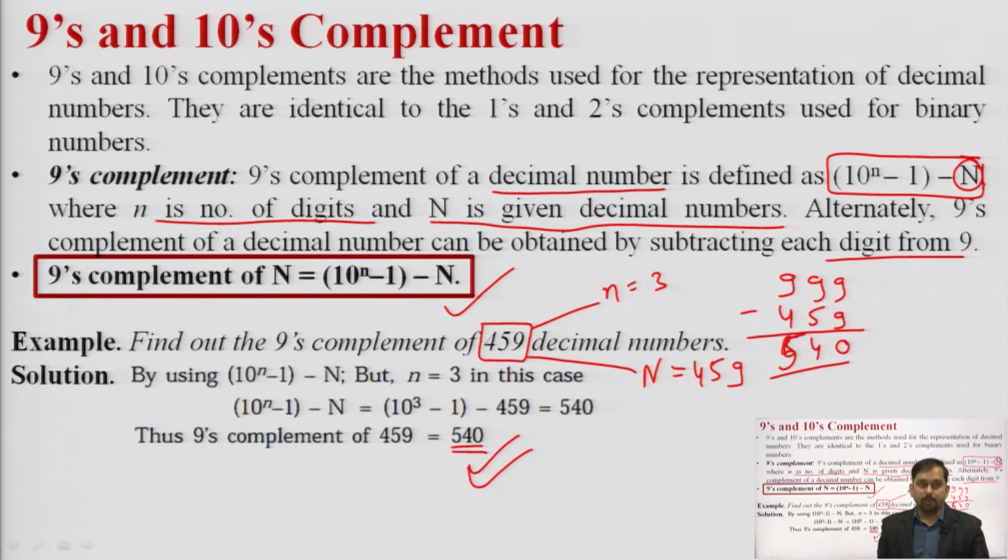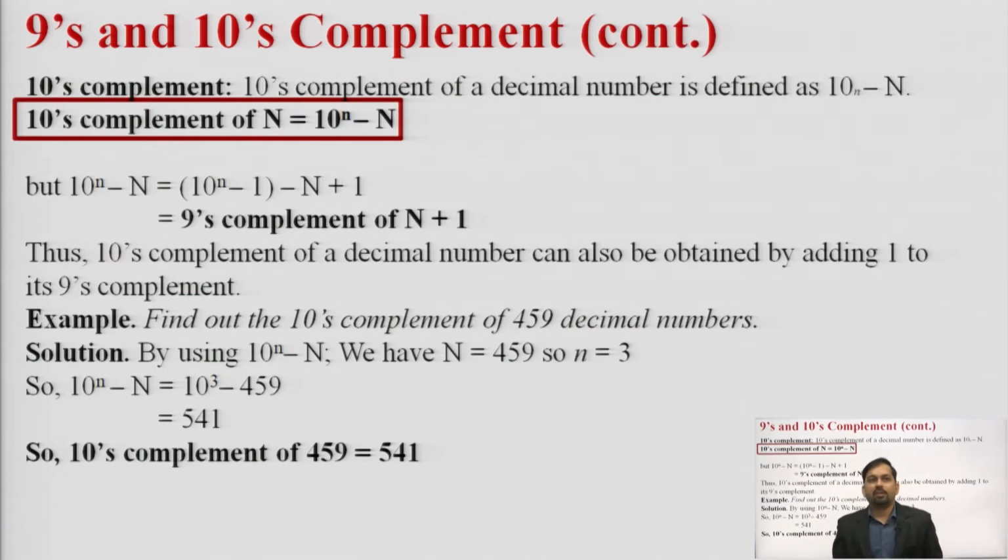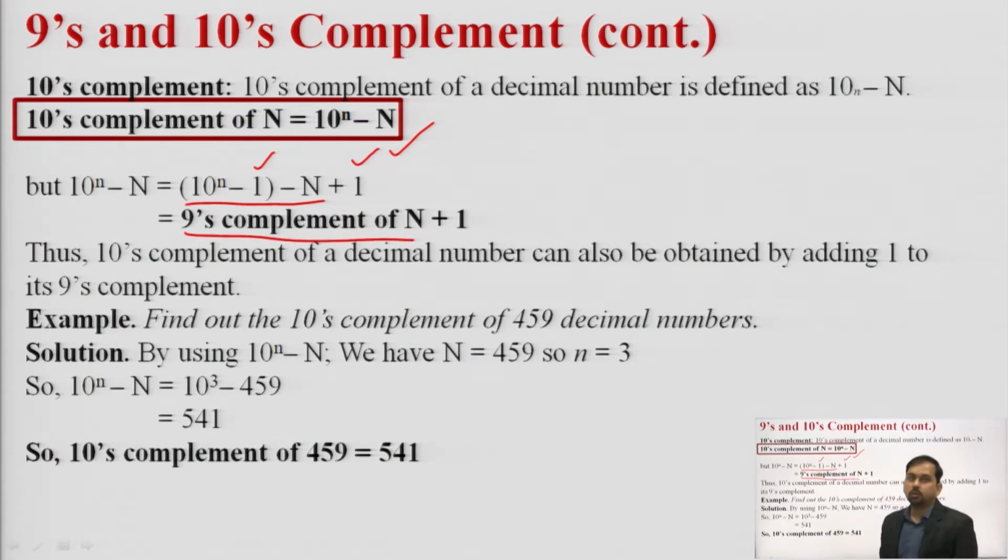Now we have the 10's complement. So what is the 10's complement? Again, likewise we have seen in the 1's complement and the 2's complement, similar is the situation for the 9's and 10's also. For 10's complement, the generalized formula is 10 raised to the power n minus the actual number. Else what we can do here is add and subtract 1, meaning minus 1 plus 1. So this whole thing is nothing but, if you remember, the 9's complement of N. So this is the formula for 9's complement of N plus 1.